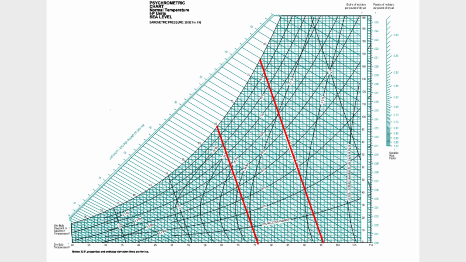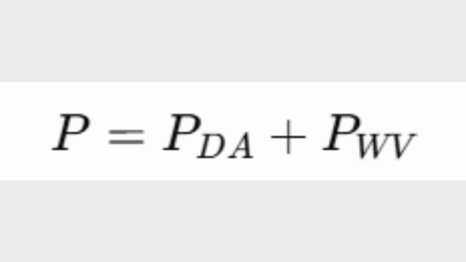Air is a mixture of dry air plus water vapor. Each component follows the ideal gas law, and together they obey Dalton's law of partial pressures, meaning the total pressure equals the sum of the dry air pressure and the vapor pressure. At sea level, that's about 14.7 pounds per square inch, or 101 kilopascals.